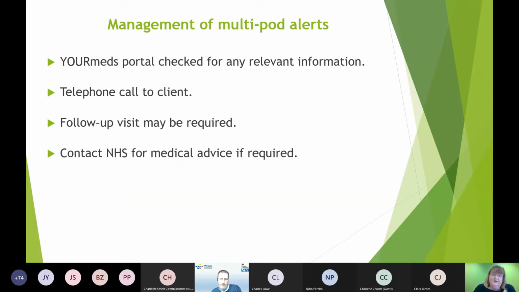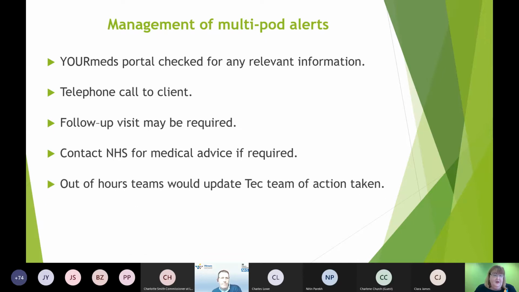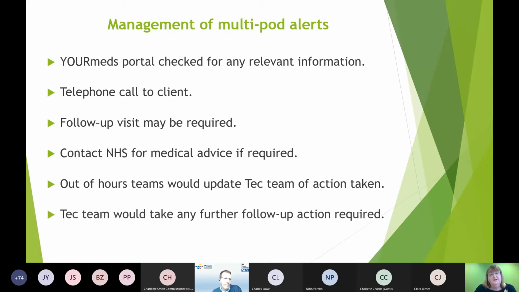Depending again on what is found at the follow-up visit, there may be a need to contact NHS for medical advice. The out-of-hours team would update the tech team if they have been called out during the night, and the tech team would follow this up the next day and take any action that's required.